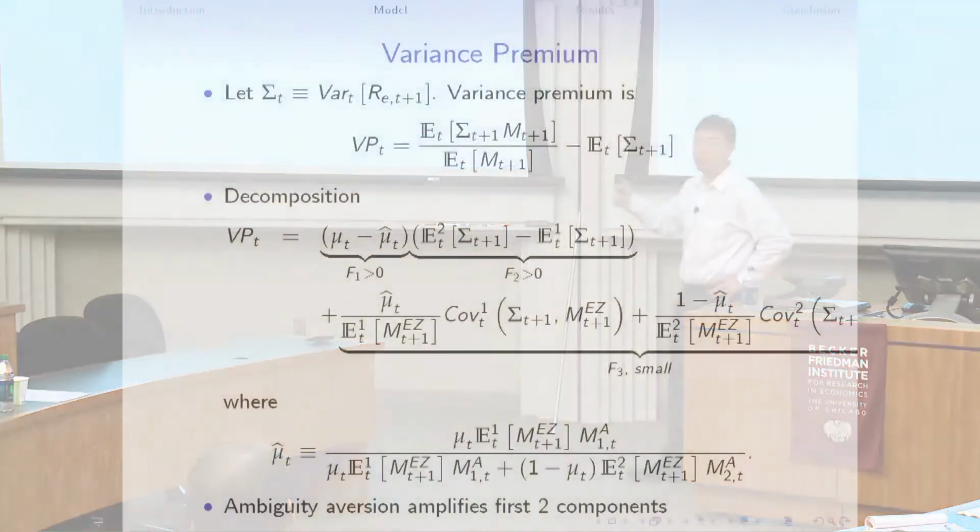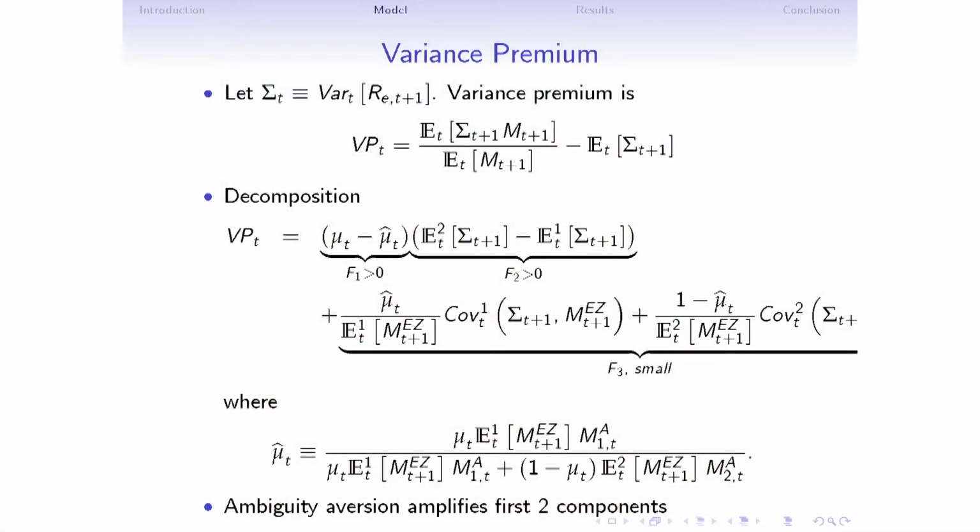We want to understand what generates variance premium for this model. So that's the expression for variance premium here. Okay. So this is the risk neutral measure, this is expected stock variance conditional, and this is the expected variance under the physical measure. Okay, the difference is the variance premium. So we want to understand how to generate a high variance premium. Okay, and we do some algebra. We can decompose this variance premium into three components.